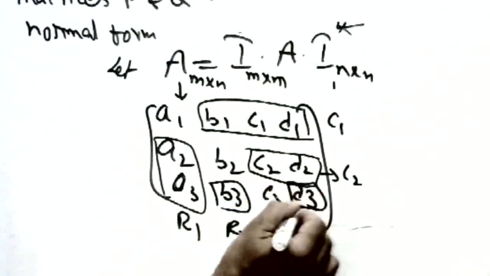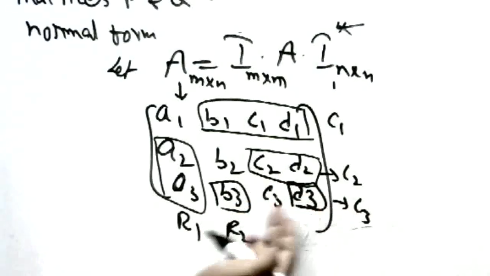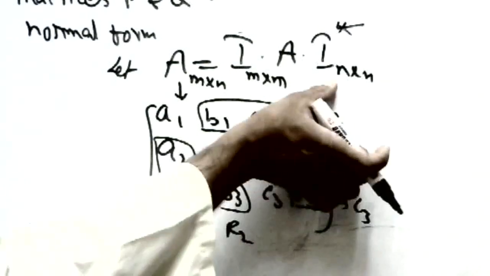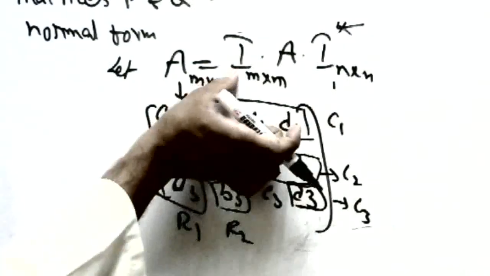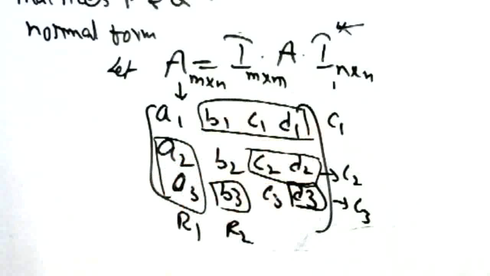So here we have to again make this 0. We must make 0, use C3. Use C3 like this. When we change columns, we change only this one, not this one. When we change rows, we may change this one but not this one. So let me do one example of this type.